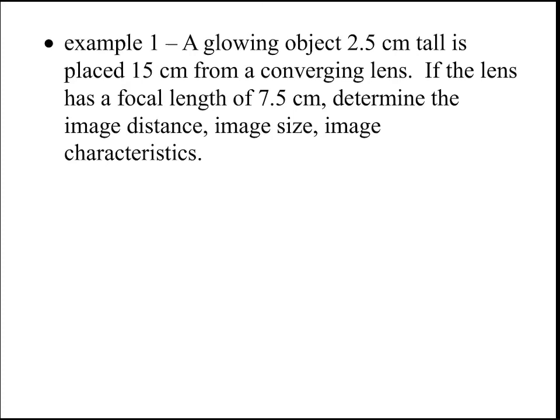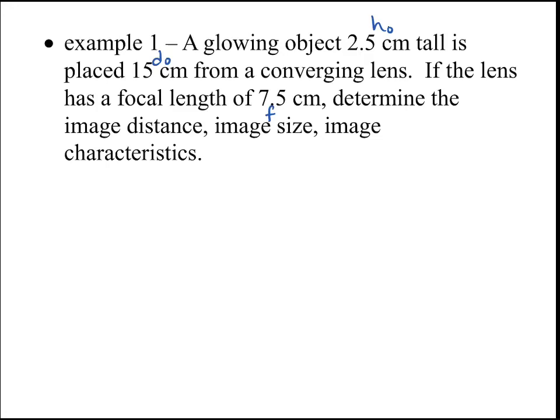So we have a glowing object that's 2.5 centimeters tall. So it just gave us the height of the object. It's placed 15 centimeters from a converging lens. So it just gave us the distance of the object to the lens. Converging lens, okay. If the lens has a focal length of 7.5 centimeters, so we know that's going to be positive because it's a converging lens. So there's the focal length. We want to determine the image distance, the image size, and the characteristics.